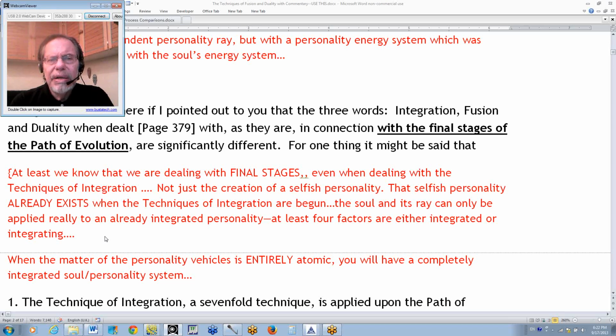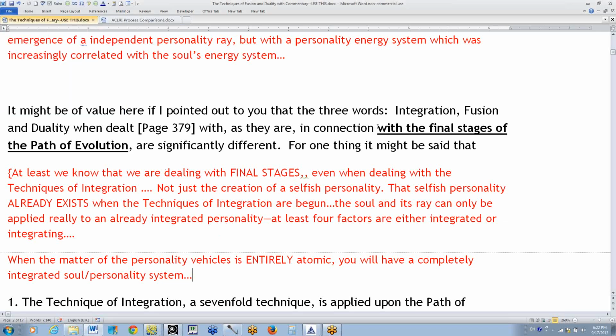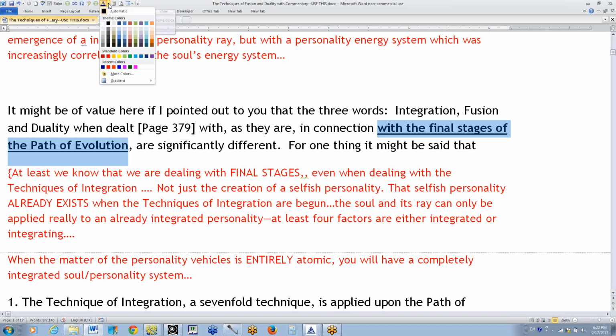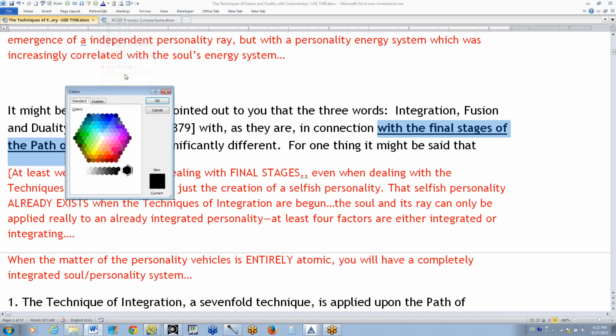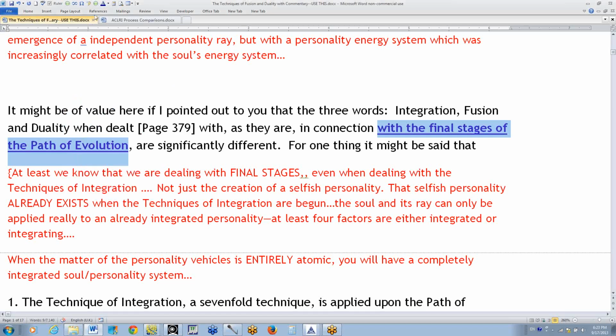Meanwhile, there's always, quite occasionally anyway, a contrast between the direction of the soul and the prevailing mood or orientation of the personality. So, different stages of the path, final stages of the path of evolution, but he says significantly different. I'm always trying to find some of the similarities here between these techniques. We do know they are progressive, but overlapping at the same time.